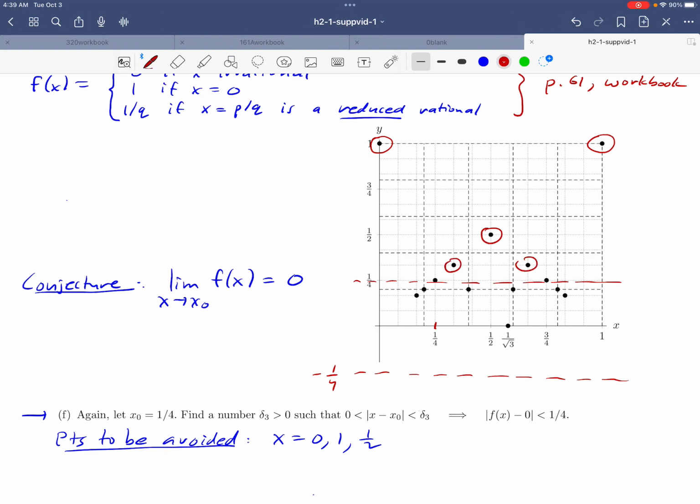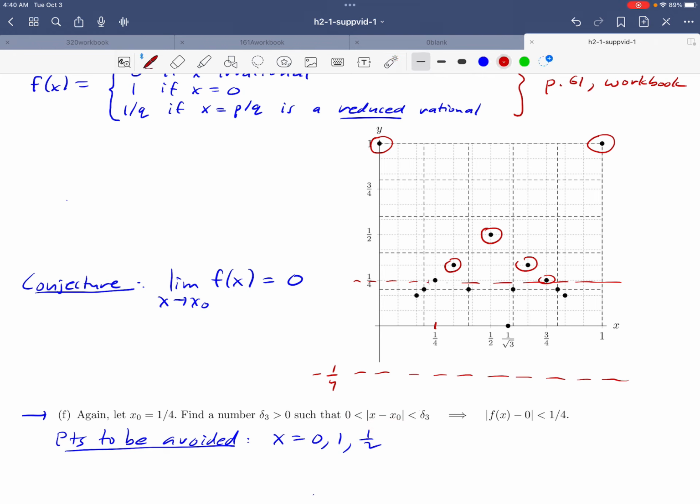Okay, here and here, for example, and here, but then we have to remind ourselves something about the condition that we started with here. We insisted that |x minus x0| be greater than 0. That effectively rules out the possibility that x might equal 1/4, because if we plugged in 1/4 for both x and x0, we would get 0, and that violates this condition right here. So the upshot of it is, this really is not a point that we need to avoid.